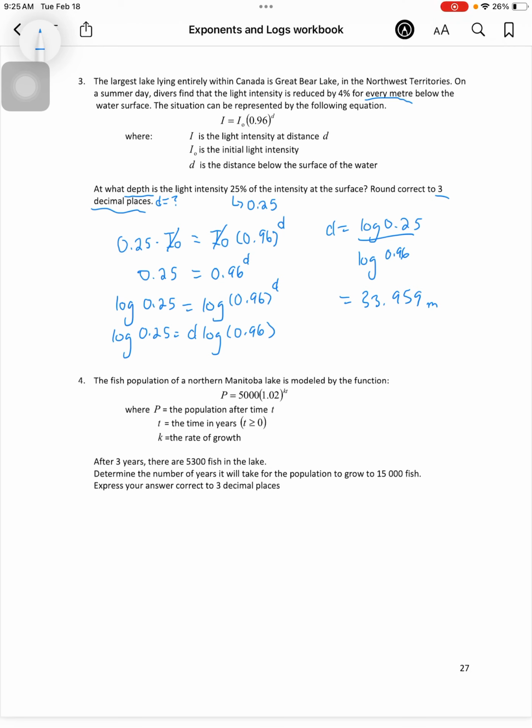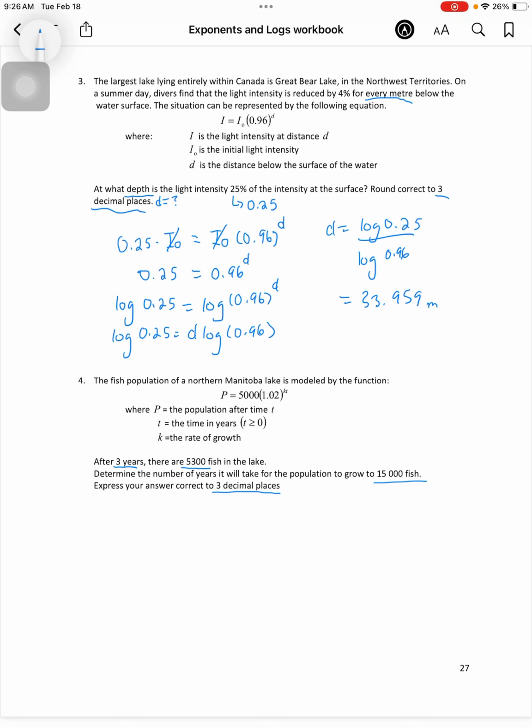After 3 years, there are 5,300 fish in the lake. Determine the number of years it will take for the population to grow to 15,000 fish. Express your answer correct to 3 decimal places. So here, underline all the key information: after 3 years, there are 5,300 fish; determine the number of years it will take to grow to 15,000; express your answer correct to 3 decimal places.